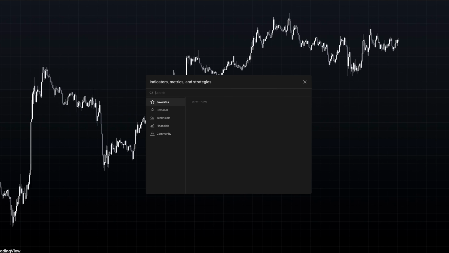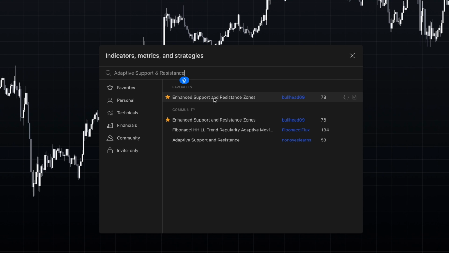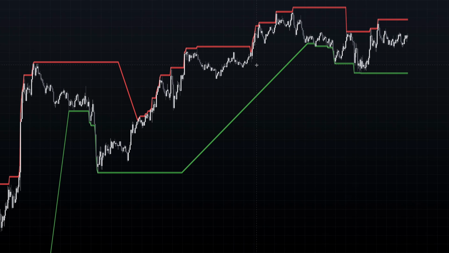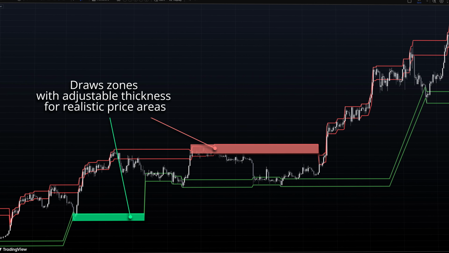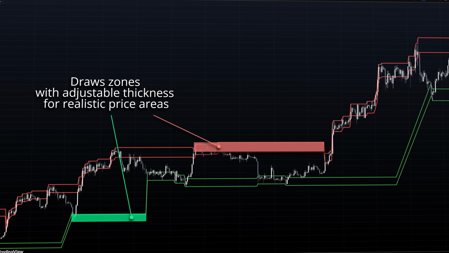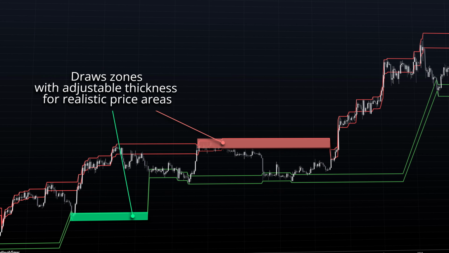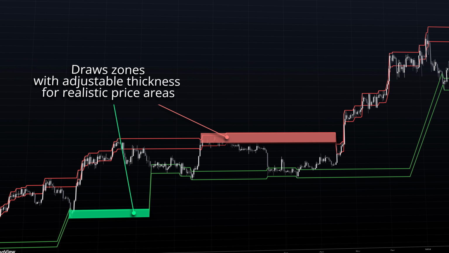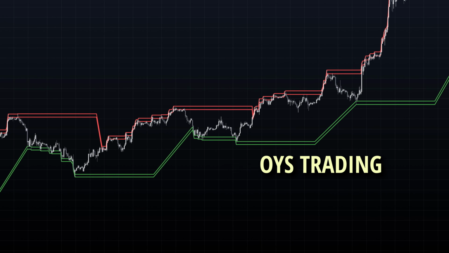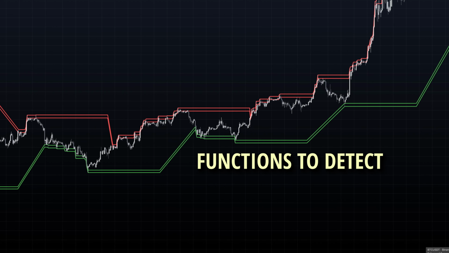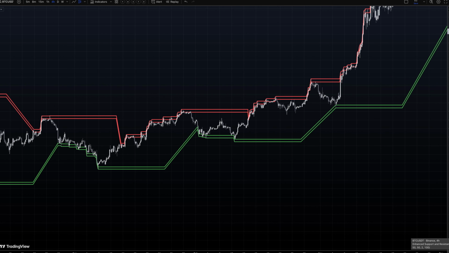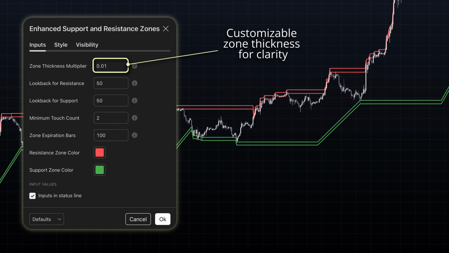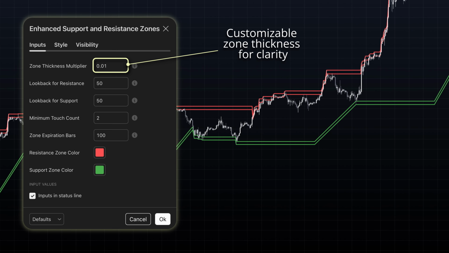The Adaptive Support and Resistance Zones by Bullhead09 identifies and displays key market reversal areas by detecting swing highs and lows across a specified look-back period. It creates thickness-adjustable zones rather than single lines, acknowledging that support and resistance typically function as areas rather than precise price points. The indicator employs TradingView's built-in highest-lowest bar functions to detect when the current bar represents either a swing high or swing low. Upon detection, it creates a zone with adjustable thickness based on the user's preference.